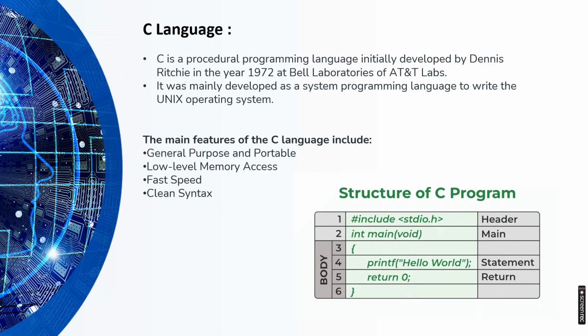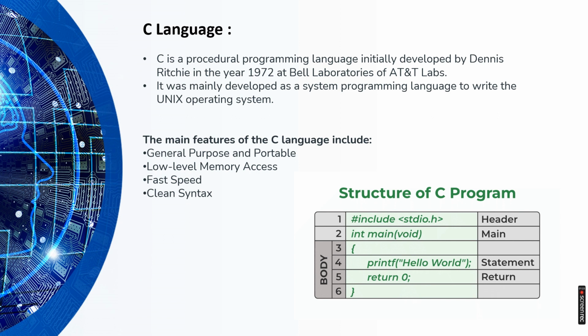C is a procedural programming language initially developed by Dennis Ritchie in 1972 at Bell Laboratories of AT&T Labs. It was mainly developed as a system programming language to write the Unix operating system. Its main features are that it was fast, it had a very clean syntax, low level memory access, and it was general purpose and portable.